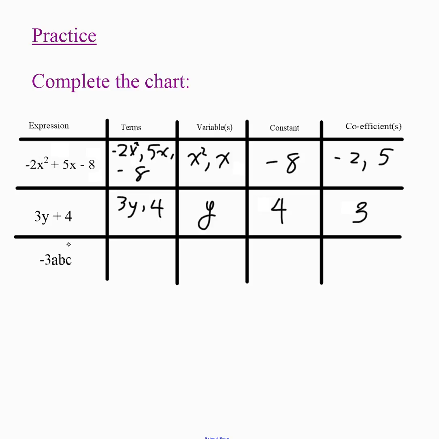In this one, be careful. Even though there's 3 letters, there's actually only one term. The term is -3abc. The variables are a, b, and c. In this case, there is no constant, so you either put an x, or put 0, or put none. Any of those would be acceptable. Don't leave it blank. If you leave it blank, I'm going to think you didn't know. And then the coefficient would be -3. So check to see if you got those correct.